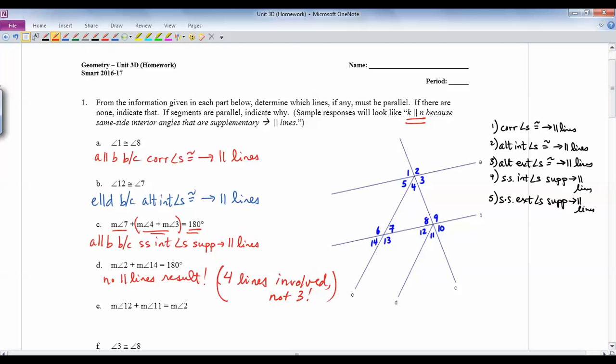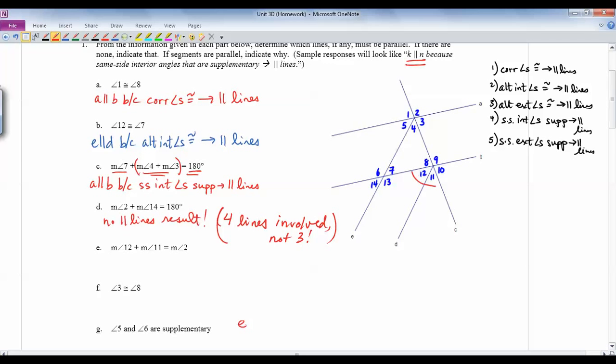All right, the next one, angle 12 plus angle 11 equals angle 2. Here's 12 and 11, so we'll put those together, because again there are 3 angles here. I'm thinking of this as one angle, and then angle 2 is up here. Angle 2 is formed by C and A, and 12 plus 11 is formed by C and B. They're not equal. Oh, no, they are equal, so I can use one curve for each.